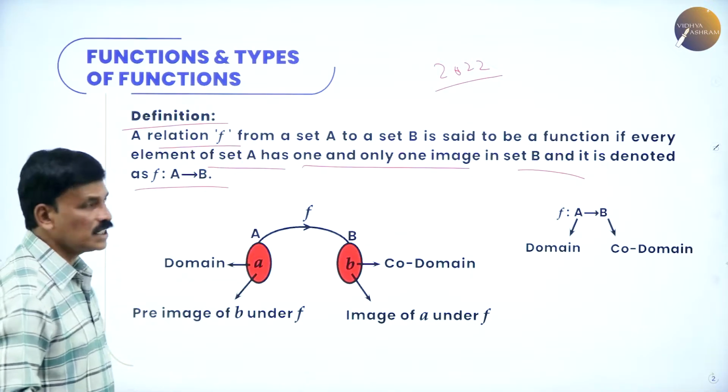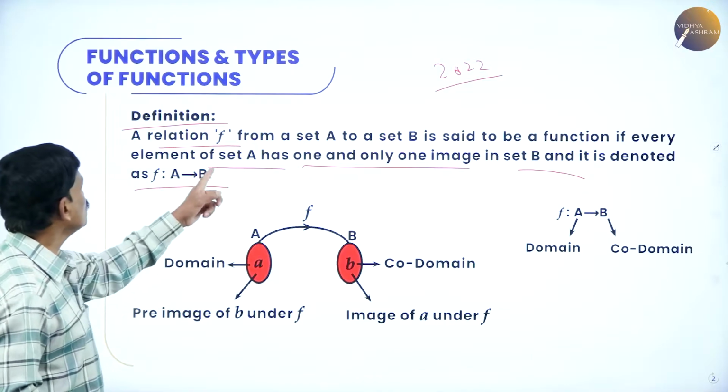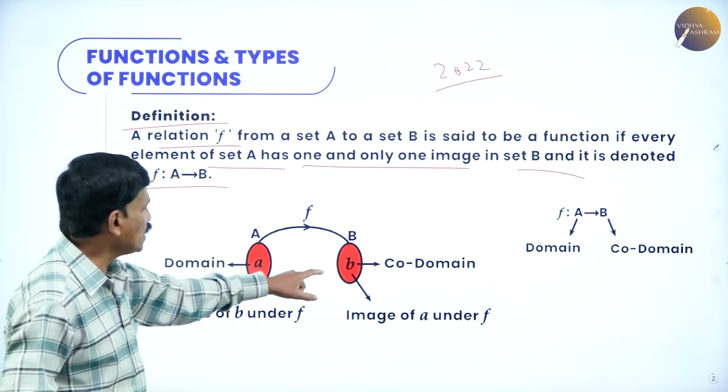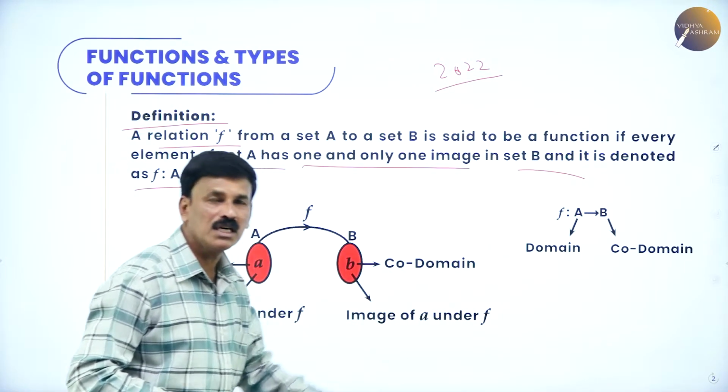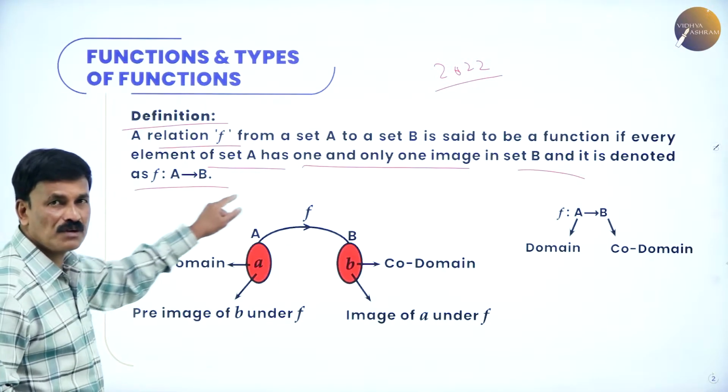So a relation f from a set A to a set B is said to be a function if every element of the set A has one and only one image in the set B, and it is denoted as f from A to B. Read it as function from A to B.